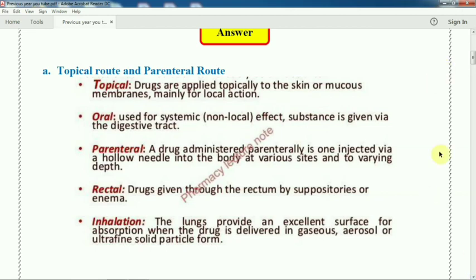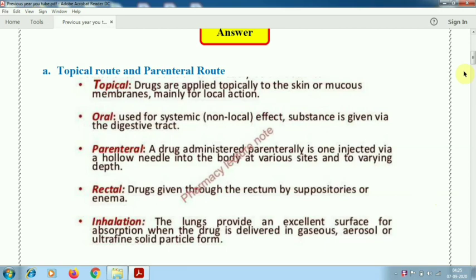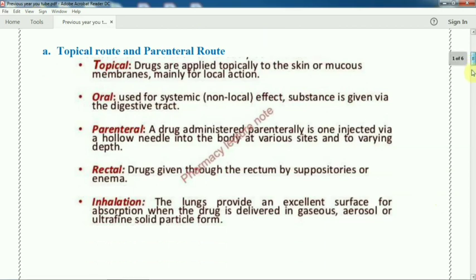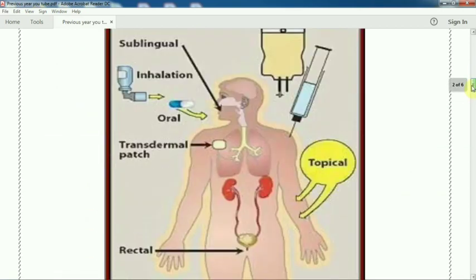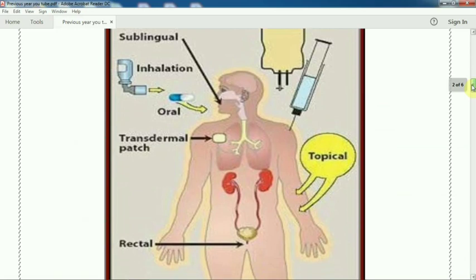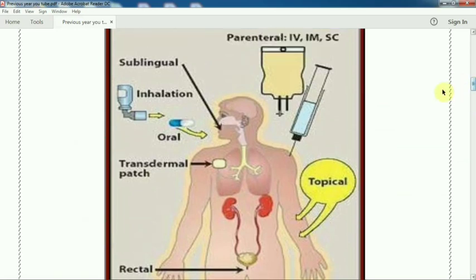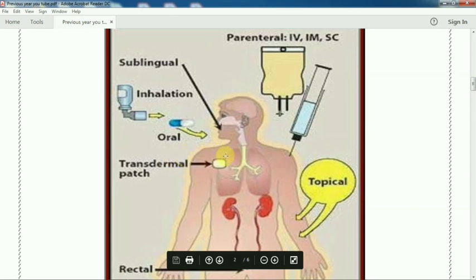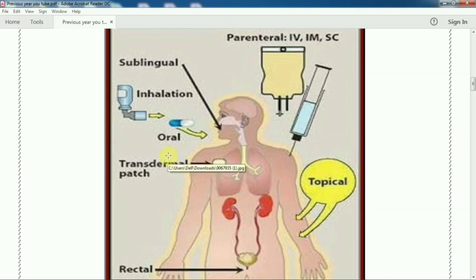So see in the figure. These are the different routes of administration: rectal route, transdermal patches, topical route, then parenteral routes like IV, IM, subcutaneous, sublingual, inhalation, oral, transdermal. So these are the different routes of administration.